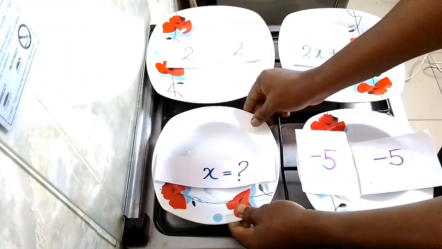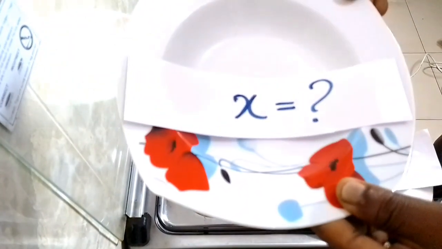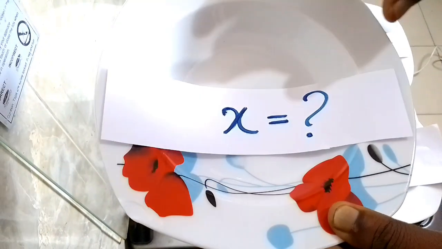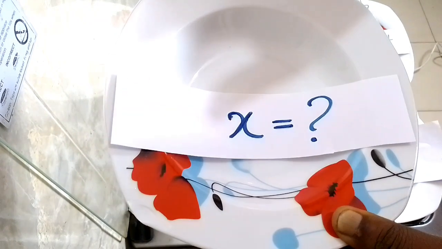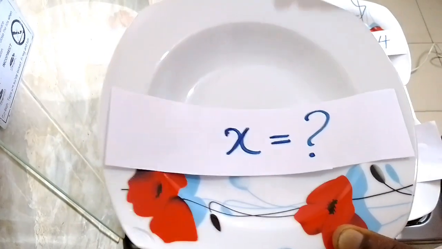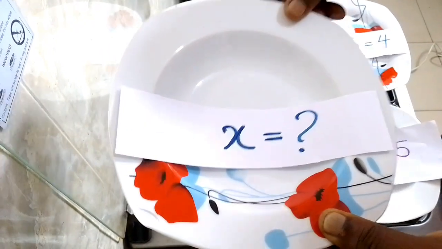In this video, I'm going to be cooking this particular meal. X is equal to what? This is the meal I'm going to be cooking. I'm going to be cooking this dish. So please stay tuned to how it is being done in my kitchen. So X equals what is what we are going to be cooking.